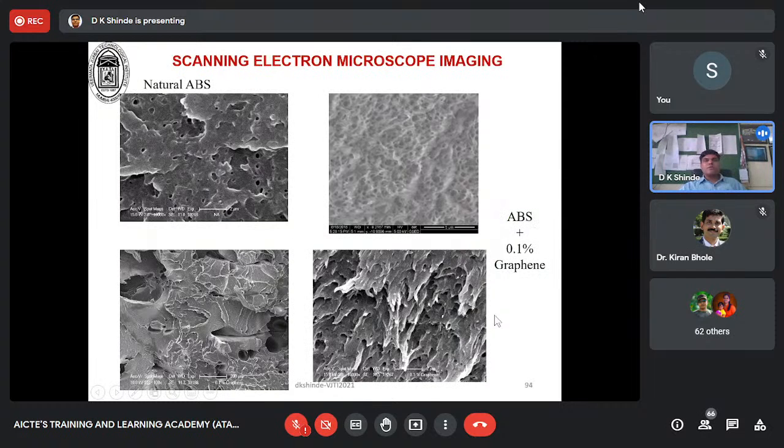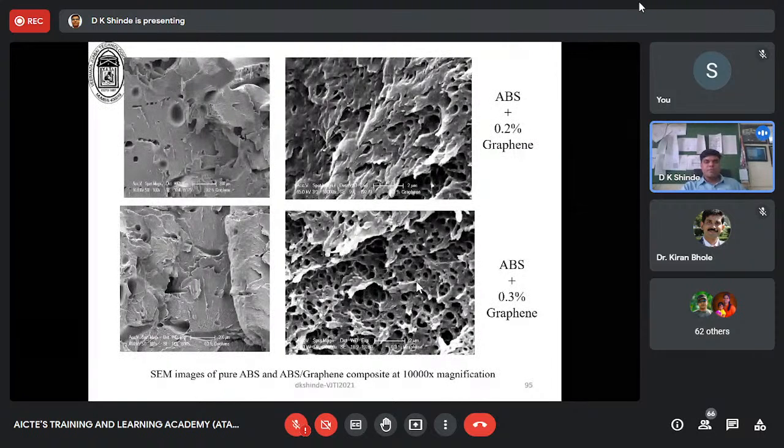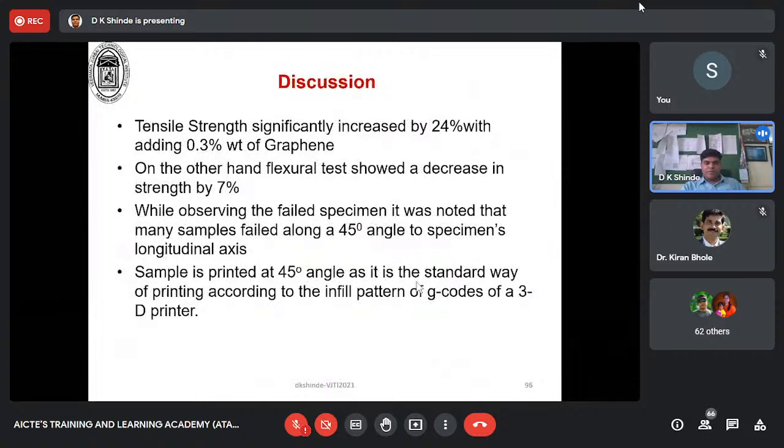We also did SEM imaging for the same samples, graphene with natural ABS, which has shown a brittle nature or rough kind of surface, meaning good bonding has been achieved. Fewer pockets were seen as compared with the MWCNT, and it has improved the mechanical properties continuously as compared with CNT ABS.